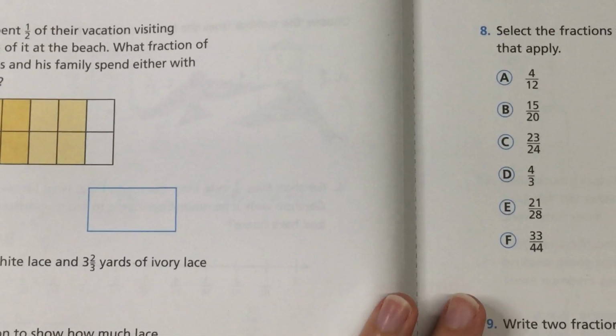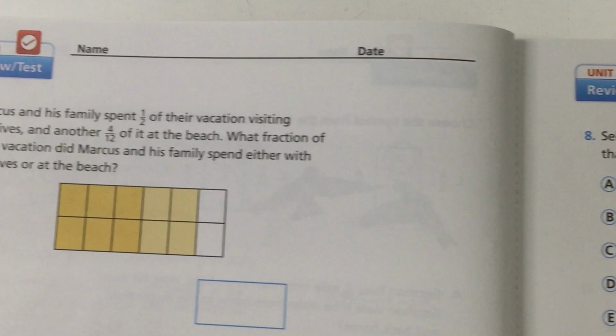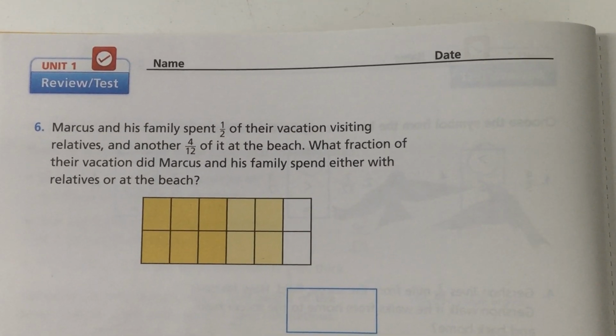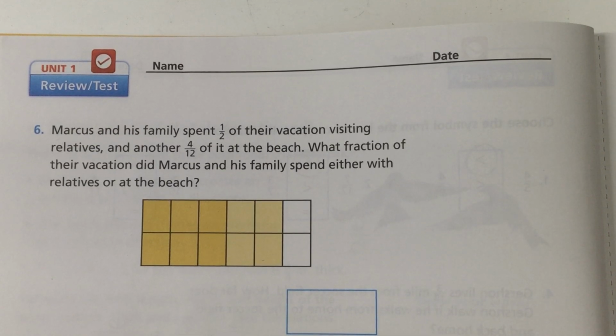Moving right along to page 32. Here we have a word problem about Marcus. Marcus and his family spent 1/2 of their vacation visiting relatives and another 4/12 of it at the beach. What fraction of their vacation did Marcus and his family spend either with the relatives or at the beach?